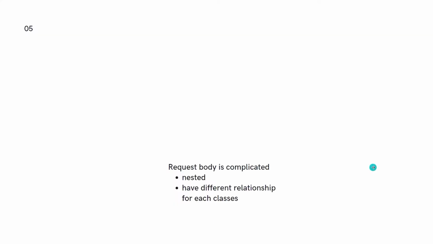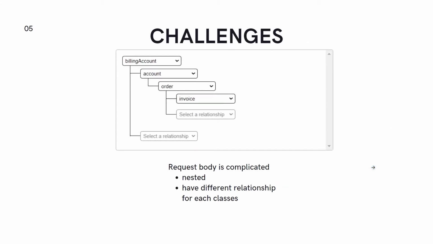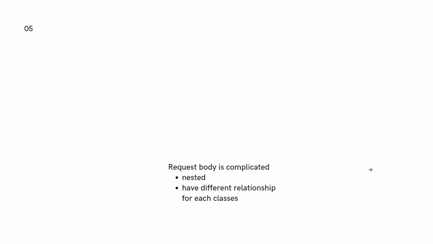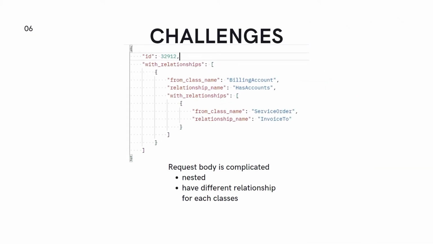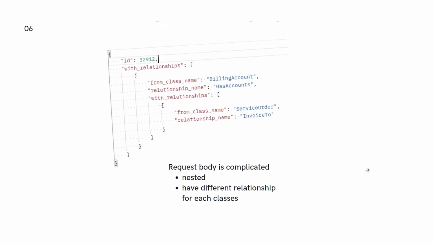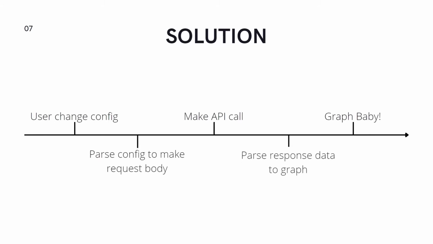Next, we'll move on to the challenges that we have faced in this project. Kah Yeek, please. As we are integrating with existing backend API, we need to build requests that suit the API endpoint. However, the request body is quite complicated as they are nested and have different relationships for different classes and entities. With modularity and single responsibility principle in mind, we managed to solve the challenges piece by piece.